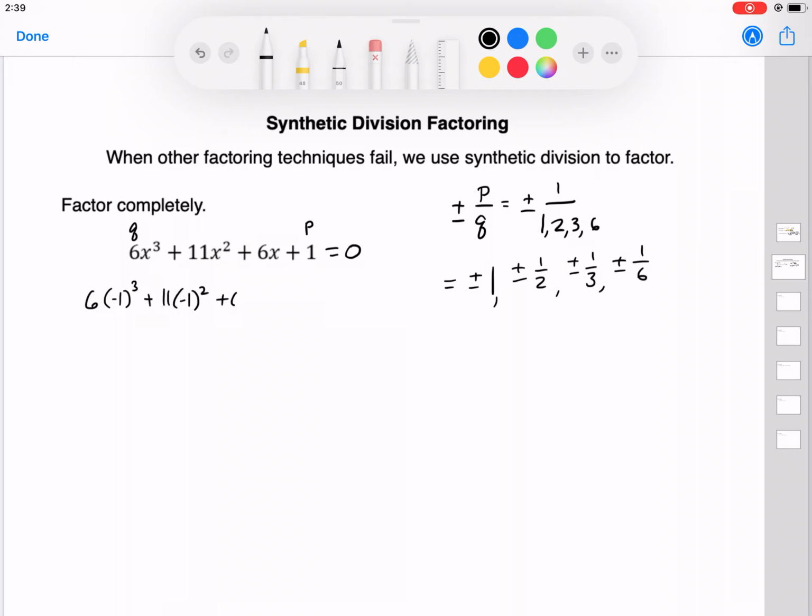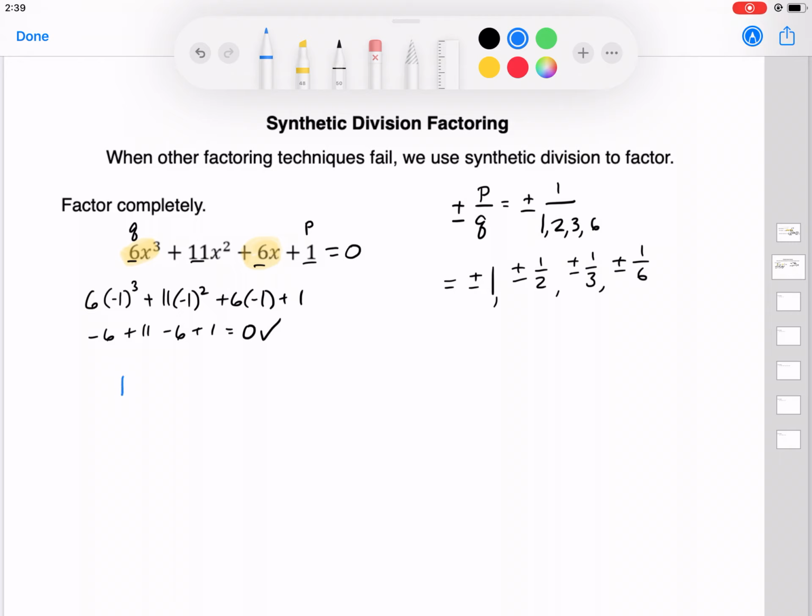Also, another little trick, quick trick for determining if negative 1 or positive 1 works. If you just add all the coefficients together and you get 0, then that means positive 1 works. For negative 1, if you switch the sign of the coefficients that have an odd exponent on the x value, so this would be negative 6 plus 11 minus 6 plus 1, and that gives you 0, then you know that negative 1 works. That's because negative 1 to an odd exponent will still be negative. So guess what? We got lucky. This gave us 0.